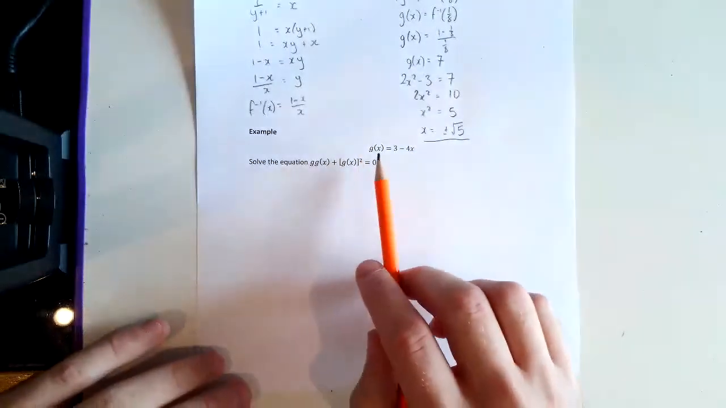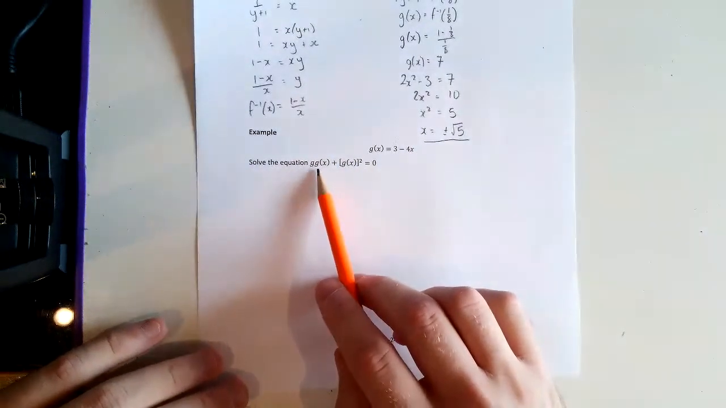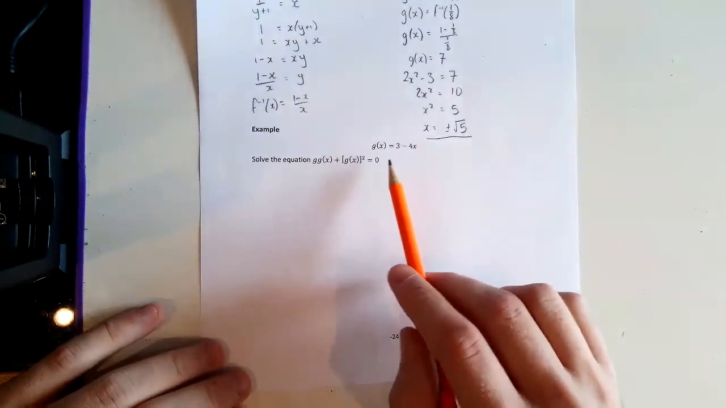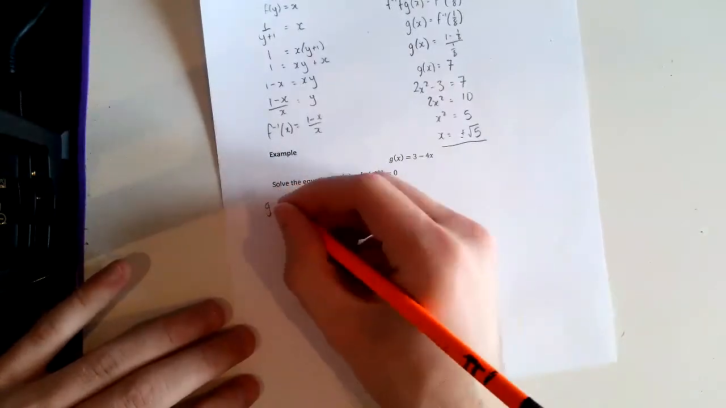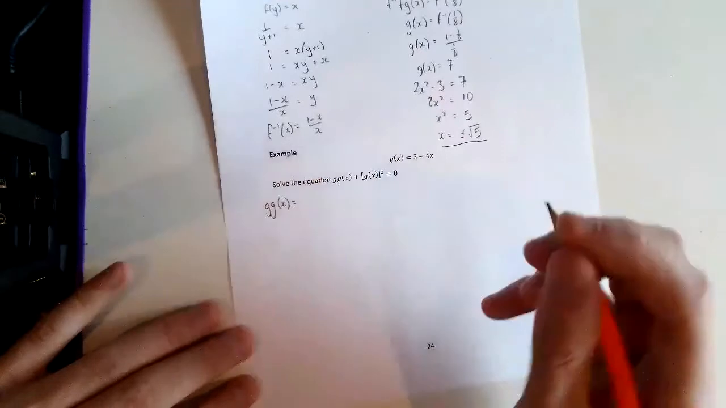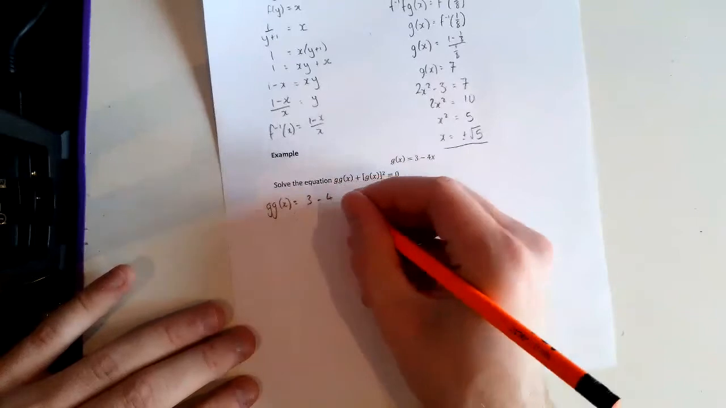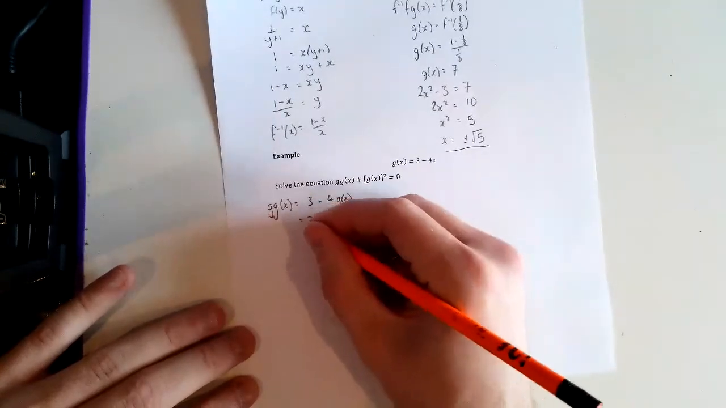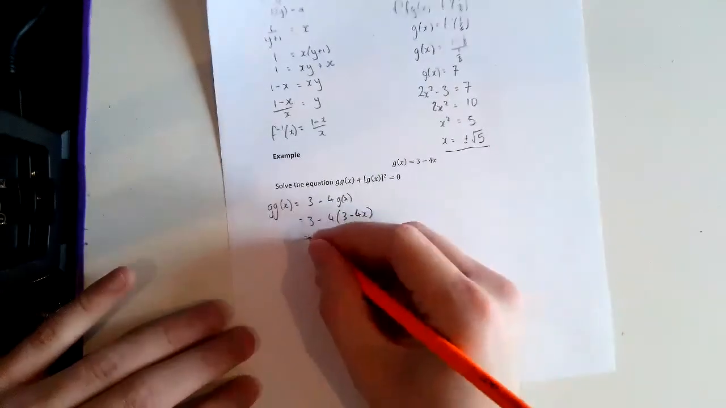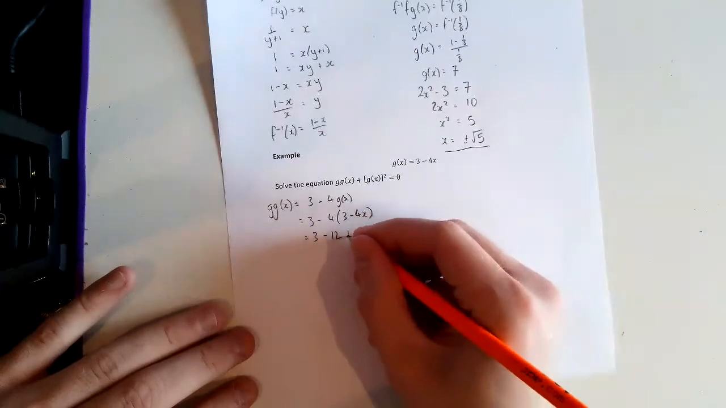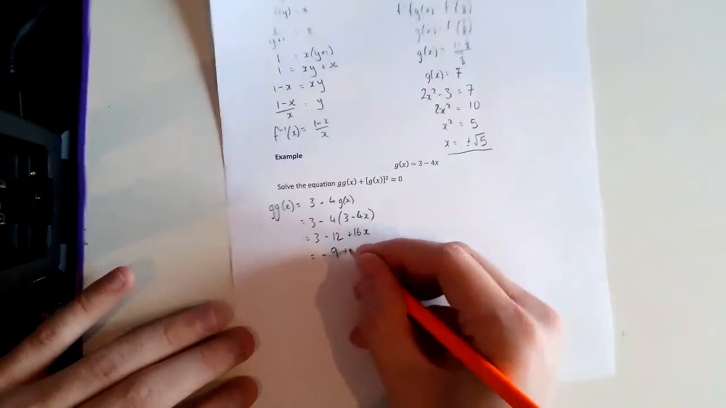And the last one, we have a function g of x equals 3 minus 4x, and we want to solve the equation g of g of x plus g of x squared equals 0. Okay, well, let's look at these things separately. So let's do g of g of x. So that means g goes back inside x, so it's 3 minus 4 times g of x. So it's 3 minus 4 lots of 3 minus 4x. Expand, so 3 minus 12 plus 16x. So I get 3 minus 12 is minus 9 plus 16x.